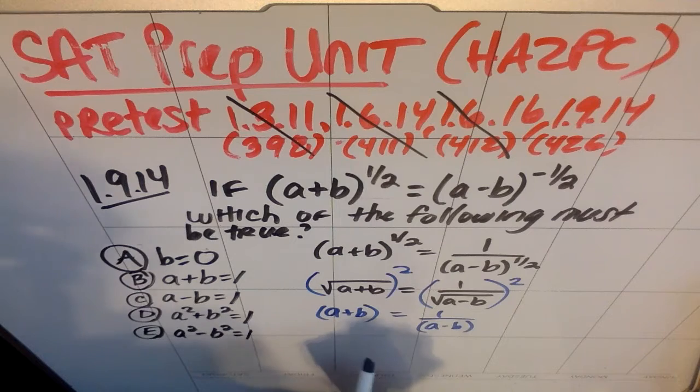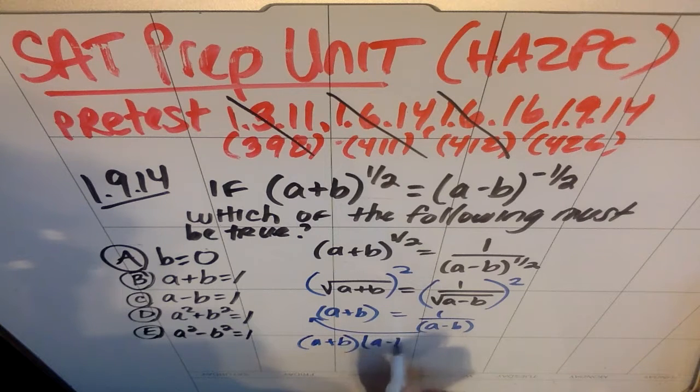So I end up getting a plus b equals 1 over a minus b, and then I'm going to multiply this a minus b over. So I'm going to end up with a plus b times a minus b equals 1.